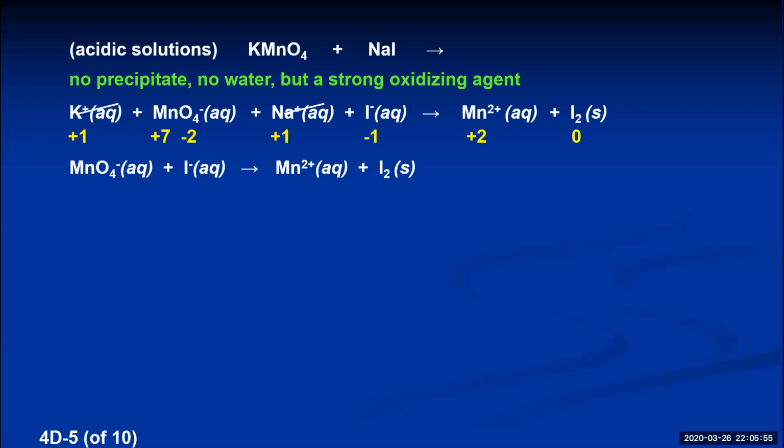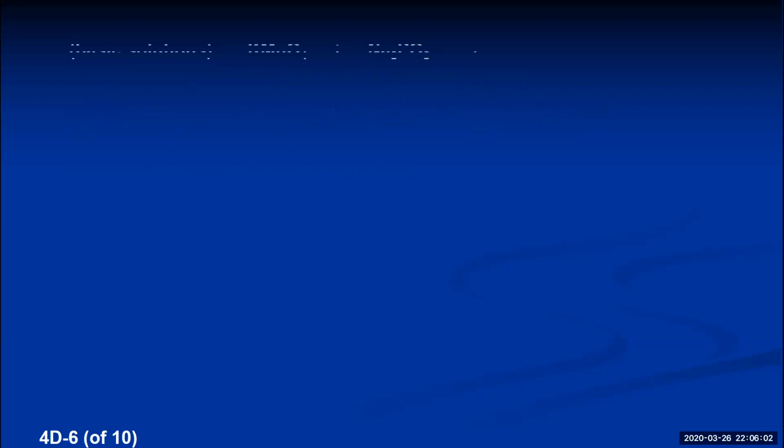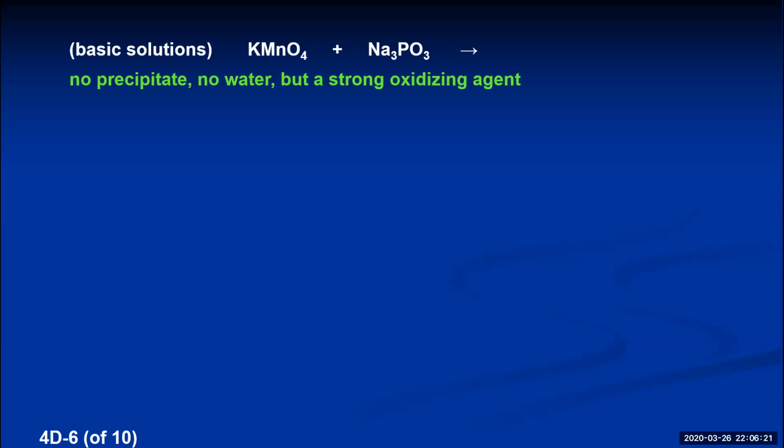Let's try another permanganate reaction, this time in a basic solution. Let's say we have a basic solution and we mix together potassium permanganate and sodium phosphite. Once again, it's two compounds, so we would switch the partners, potassium with phosphite, sodium with permanganate. Those are both compounds that have alkali metal ions in them, so they're both going to be soluble from our first solubility rule, so no precipitate, no water, but our reactants contain a strong oxidizing agent, so this is going to be a non-obvious oxidation reduction reaction.